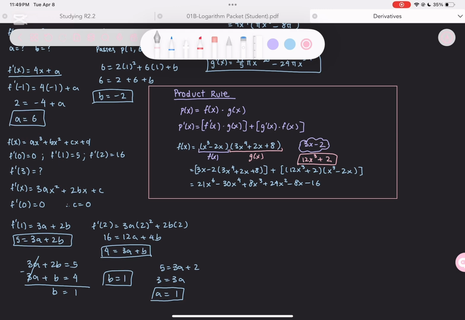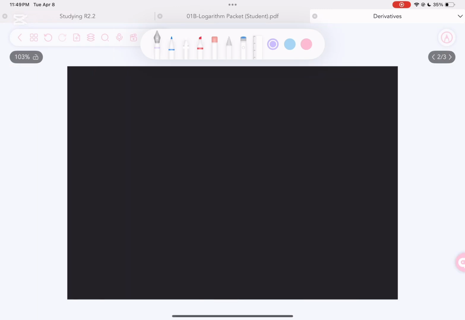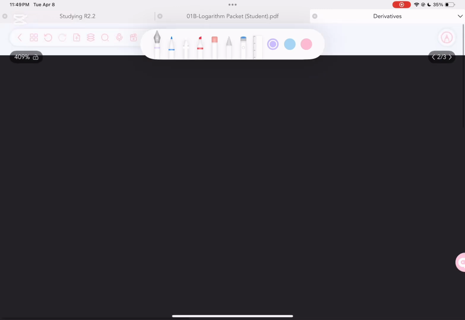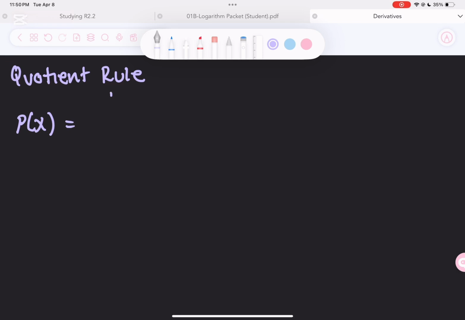And then another thing you should know is quotient rule, which we can probably do on the next page. Okay, quotient rule. Essentially, it's in the name. If you have a function divided by another function, so say p of x again is equal to f of x over g of x.